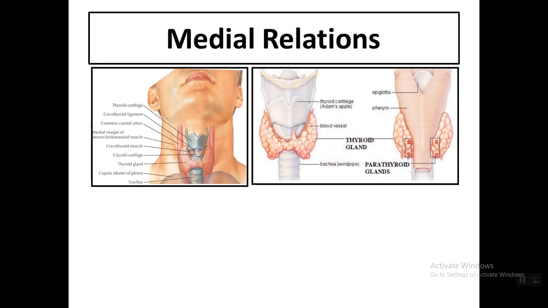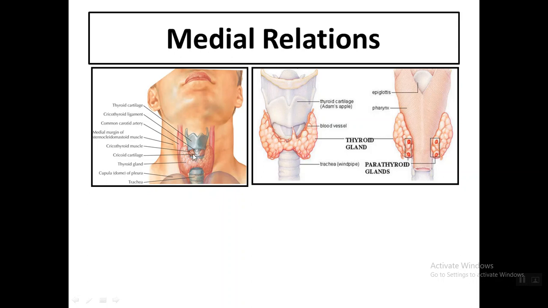What is the medial relation? As we said at the beginning of the lecture, the thyroid gland is closely related medially to the larynx and the trachea. So the larynx and the trachea. Posteriorly we have the pharynx and esophagus. These are medial relations to the gland, or to the lobes of the gland: larynx and the trachea, pharynx and esophagus.